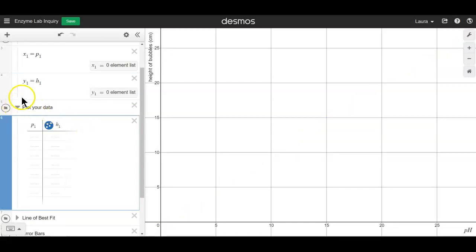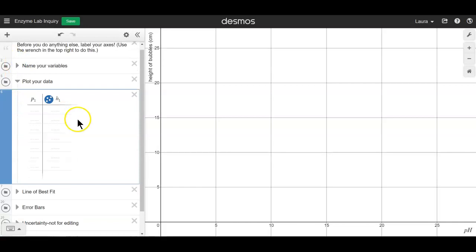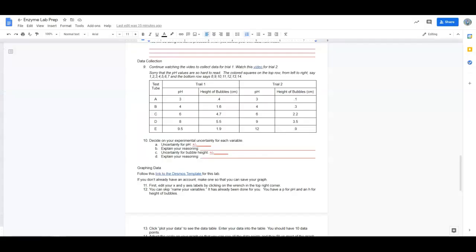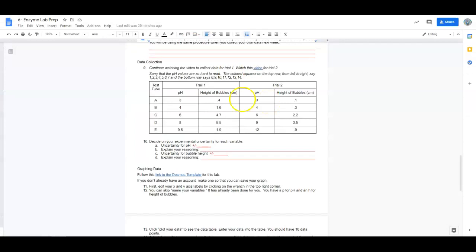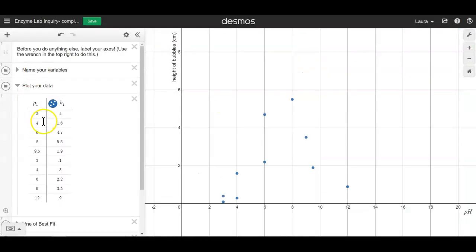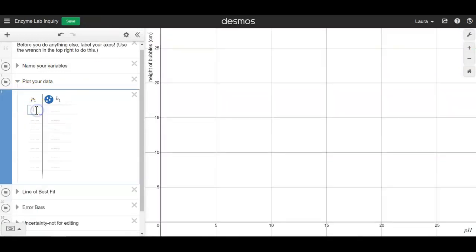All right. Now, we're going to plot our data. So looking at the data that I collected here, I have 10 different data points. So I'm going to put in all 10 data points. It doesn't matter what order I put these in, but what does matter is that the pH goes next to its corresponding bubble height. For example, in this first test tube A, the pH was 3 and the height of bubbles was 0.4. Those two need to go together. So I'm going to say 3 for pH, 0.4 for height, and so on.